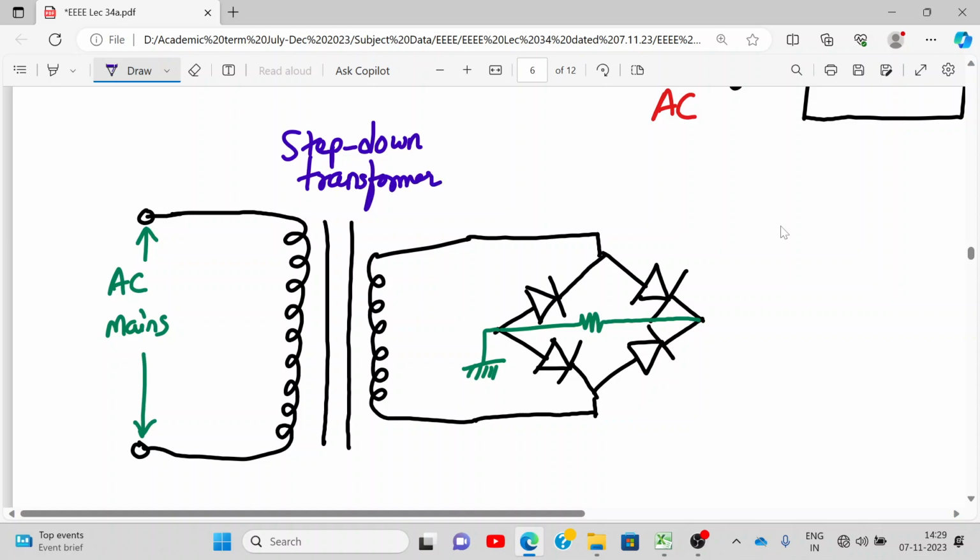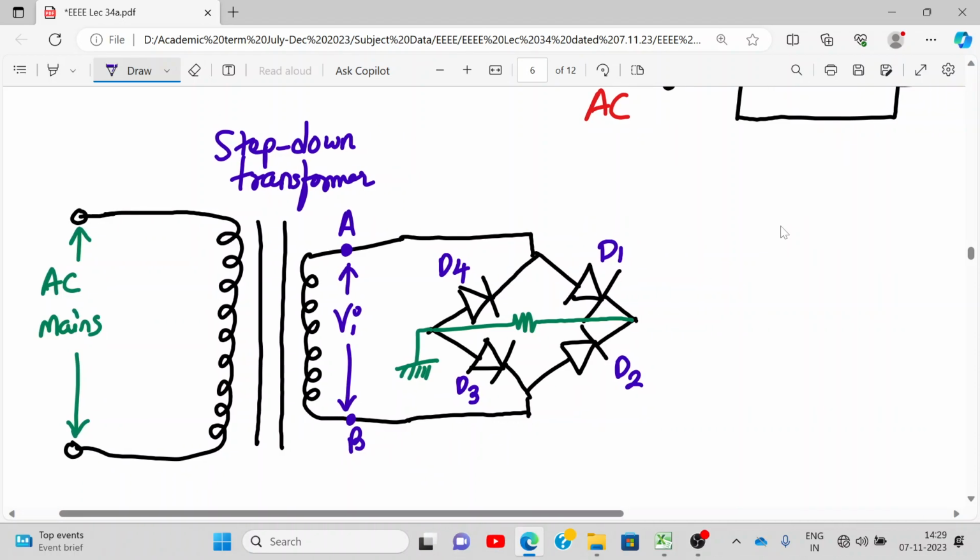Let me call these diodes D1, D2, D3, D4. What is this voltage called? Let me call these points A, B, and this secondary voltage is called VI. Okay. So this is my circuit. I have drawn it very small. You can draw it a little bigger. This load is RL.